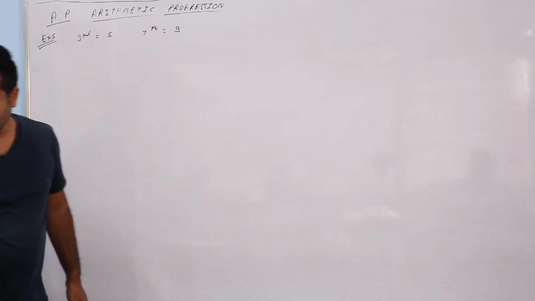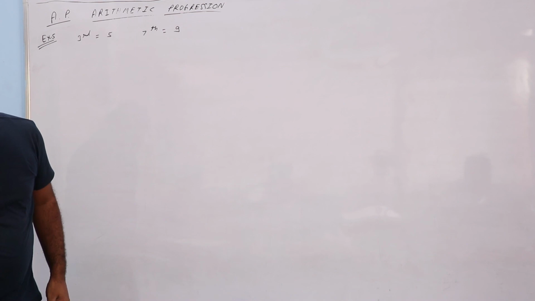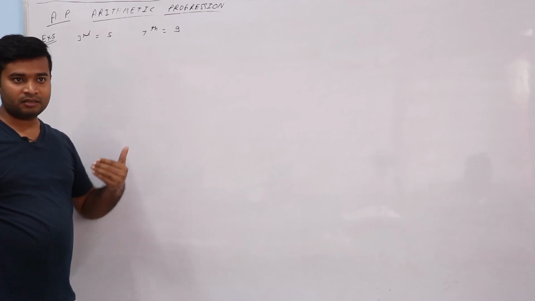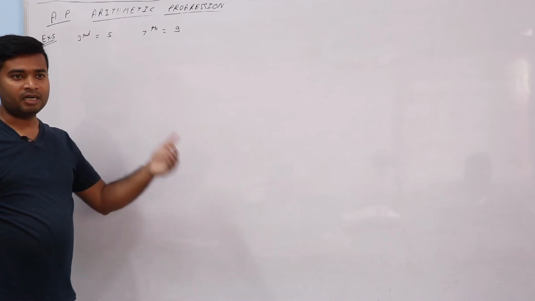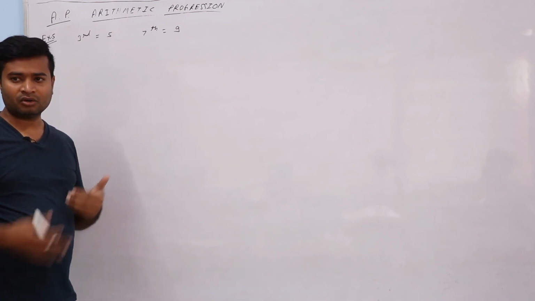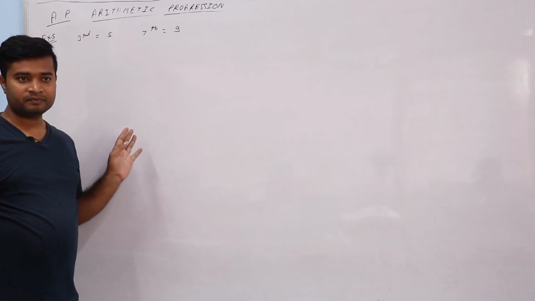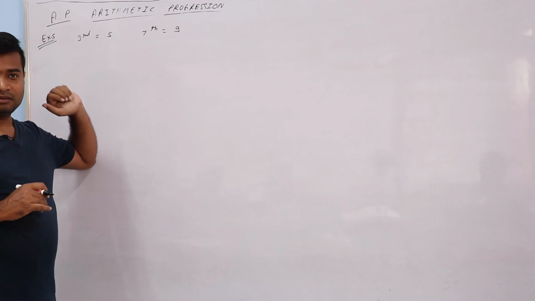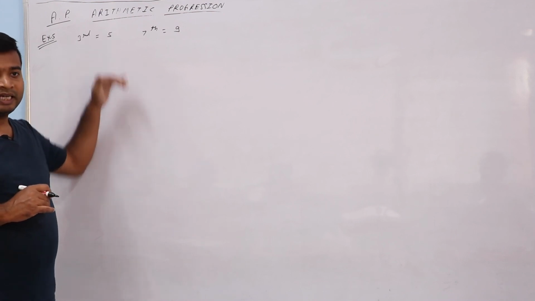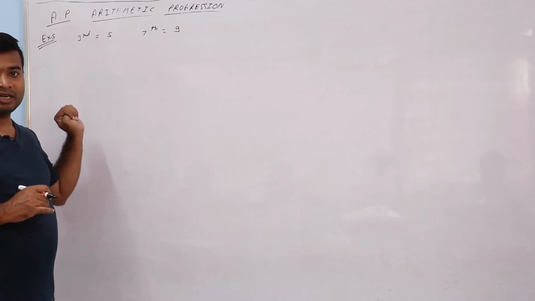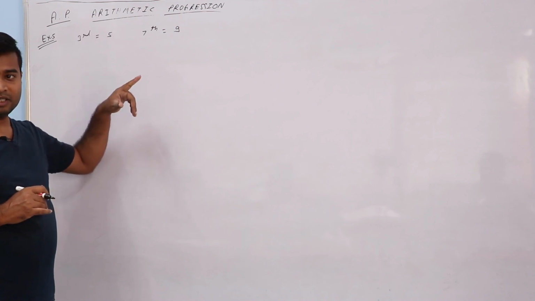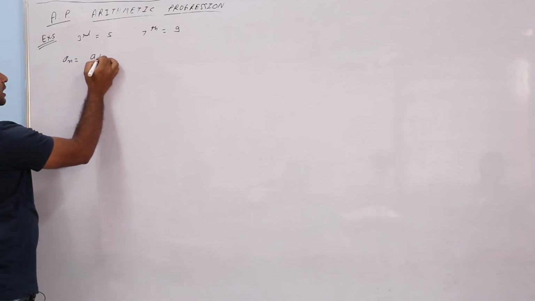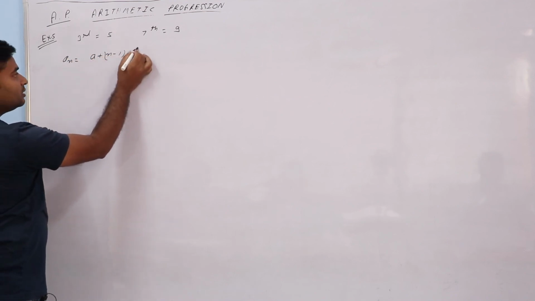Acha. For finding the AP, what do we require first? We should have a, we should have d. We should have the first term and then the common difference. If we get the first term and the common difference, we will find the AP. Yes or no? Acha. But here the third term and seventh term are given, and from here we should find the AP. So what is the formula for an? a plus n minus 1 into d. Yes na?